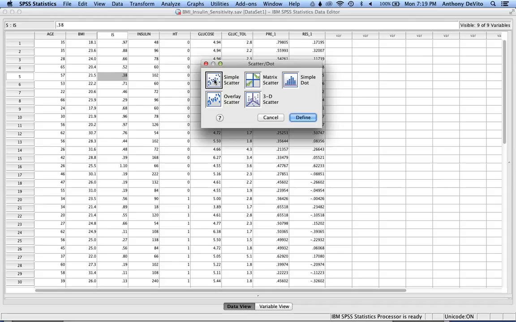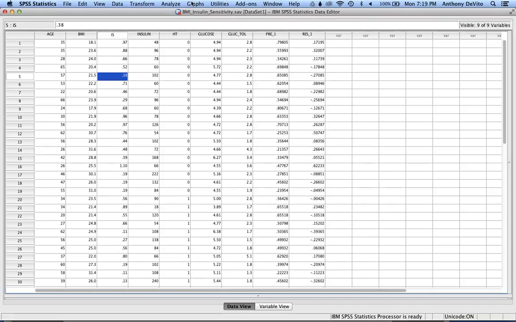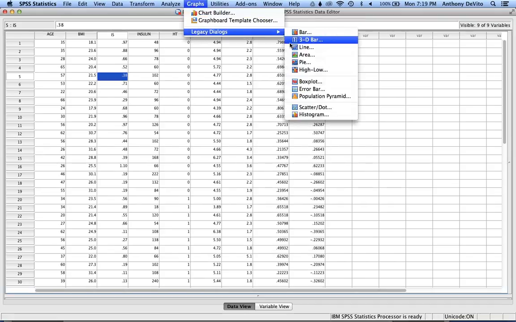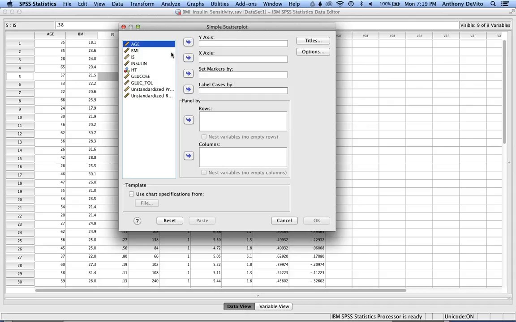So first thing I'm going to do is correlation. Okay, so I'm going to click on scatter dot. I'll do that again. Graphs, legacy dialogues. Unfortunately, when I'm doing it live, I can't go back and scrub back and play it over again, right? Okay, scatter dot, right? Okay, that's what we want to draw. Simple scatter dot, define, and I'm going to tell it what my x and y axis is.